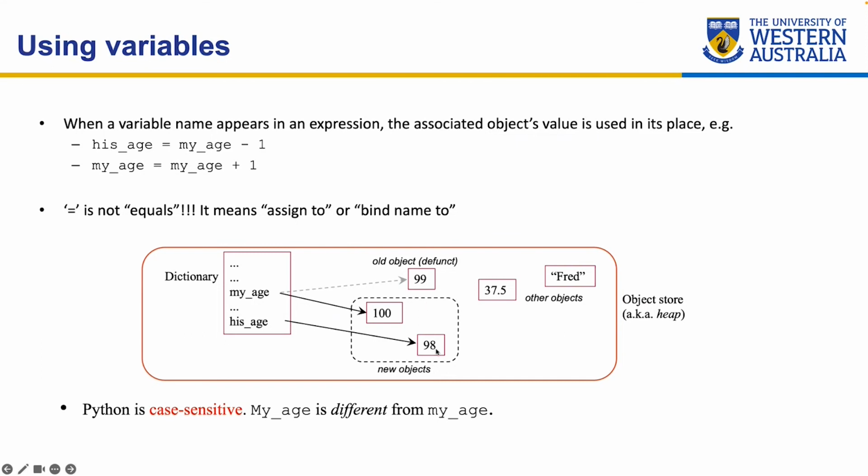Because these two numbers are not the same, his age cannot point to the same place, but has to point somewhere else. And the next line says my age equals my age plus 1. So we are creating a new value by calculating 99 plus 1. So 100 gets stored inside the memory space. So these two are new objects that are created inside the memory. And my age is now referencing the new object instead of the old one. So my age variable can no longer point to 99, which means it doesn't have a way to access 99 again. And there can be some other objects stored inside.